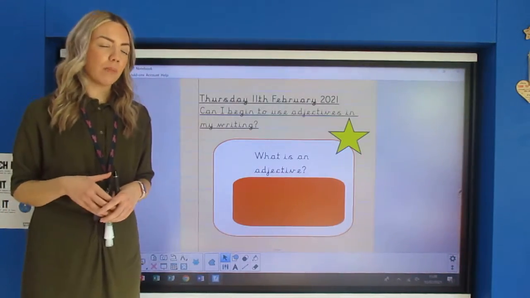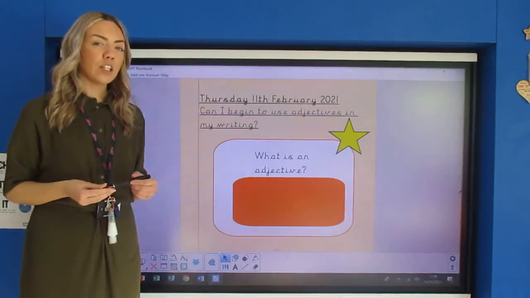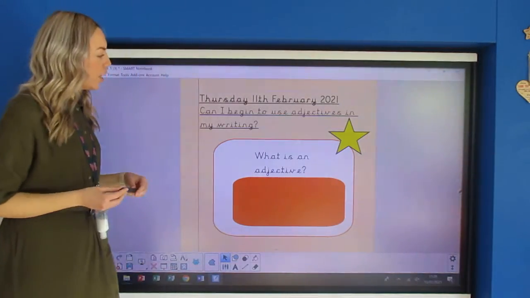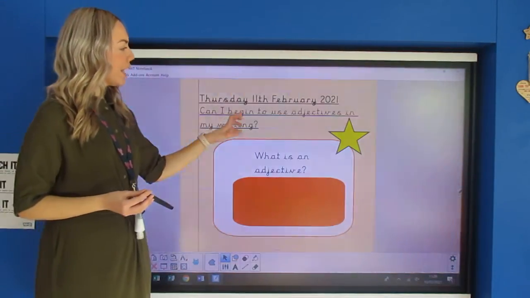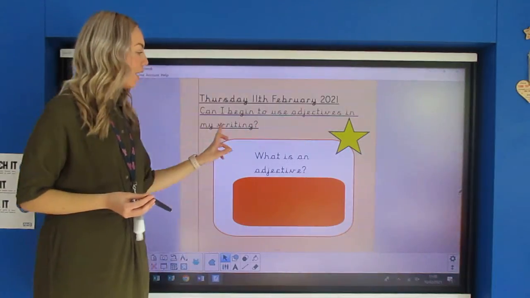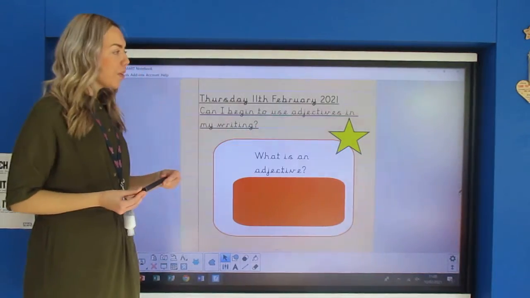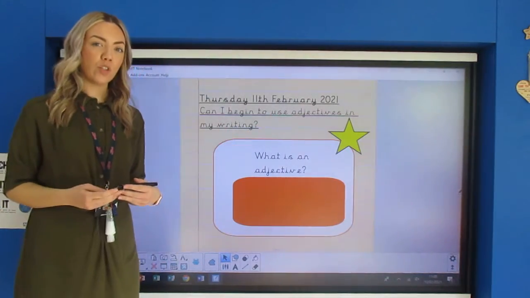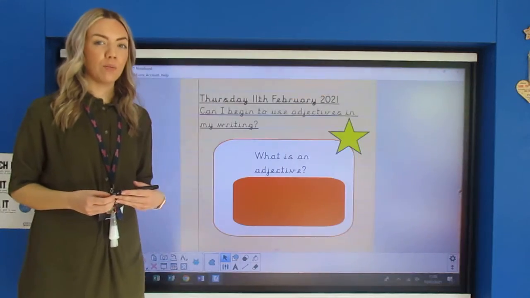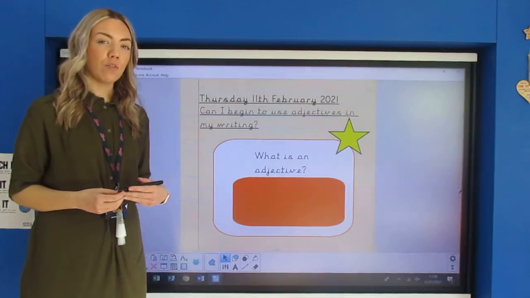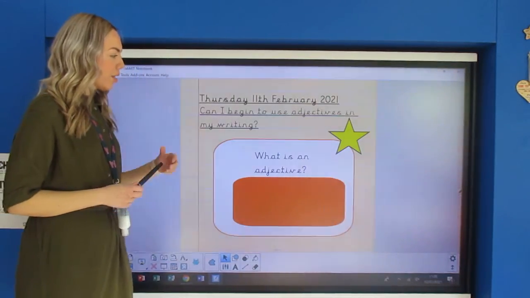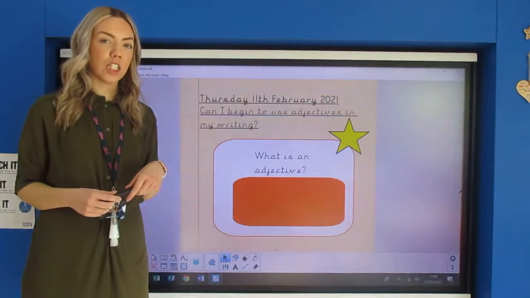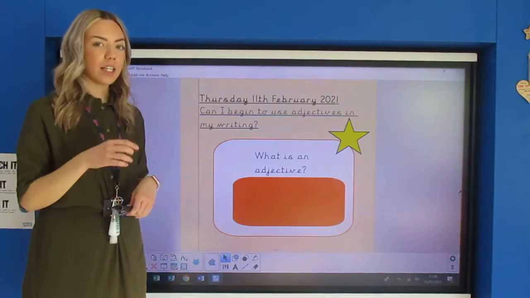So let's have a look at my question, which is our learning question for the day. And the learning question is, can I begin to use adjectives in my writing? Now, when we looked at the selfish giant story, we used adjectives, didn't we? And we found them and we used them in our reading. So today I'm going to see if we can remember what an adjective is and use it in our writing.